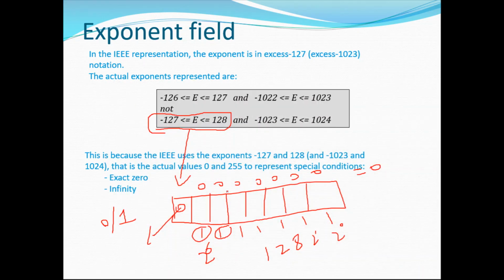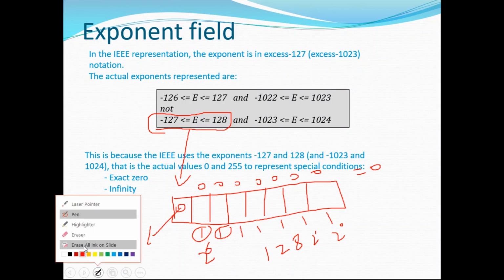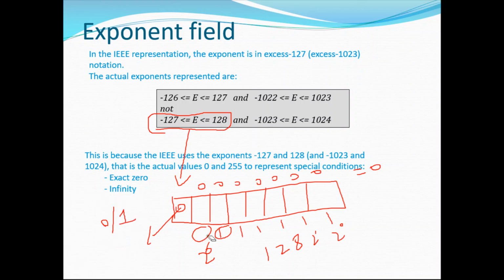Okay, the point is, totally we have 8 bits. If all the 7 bits are one, it is not 128, it is 127. If all these 7 bits are one, it is actually decimal 127. So plus 127 to minus 127, it's not an issue.